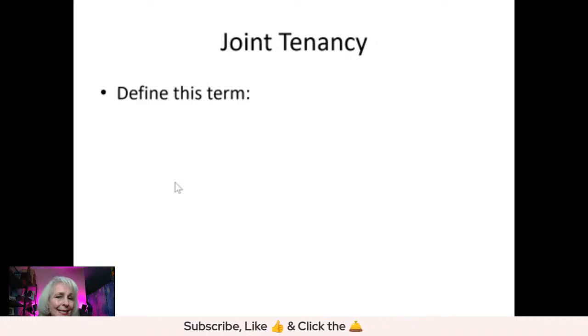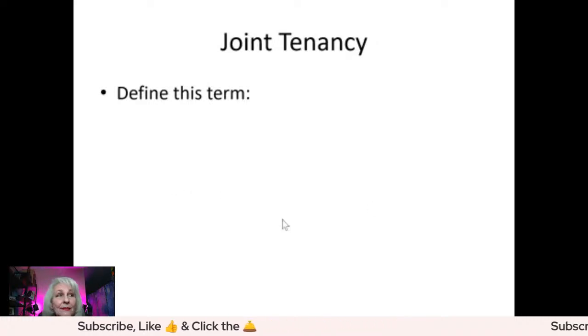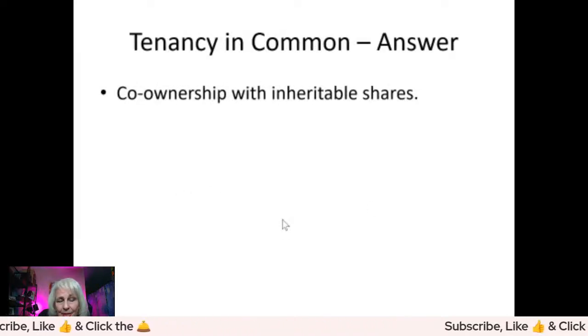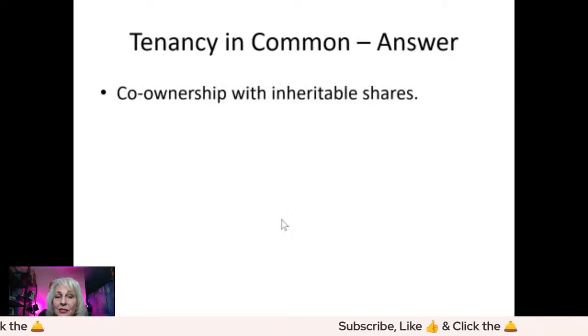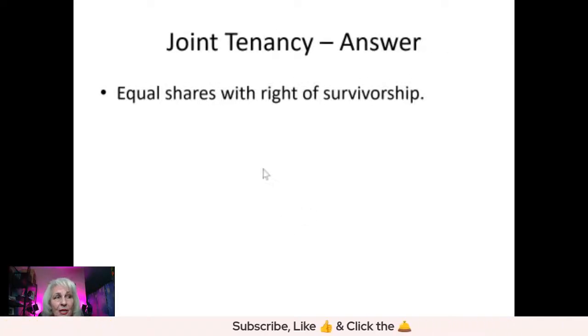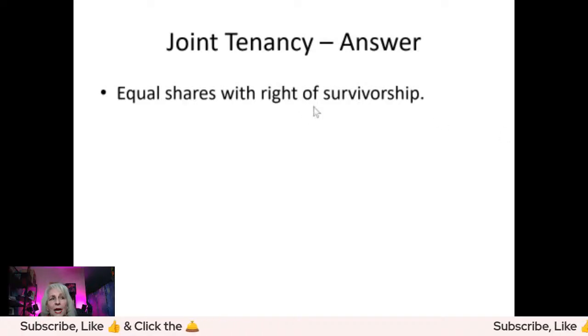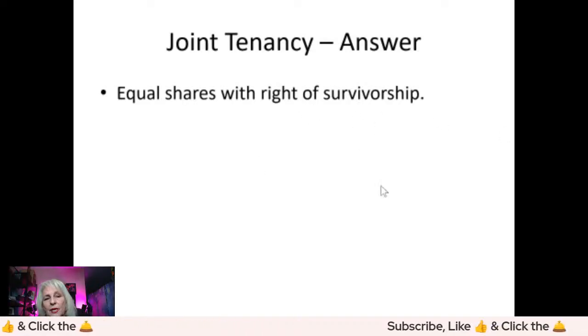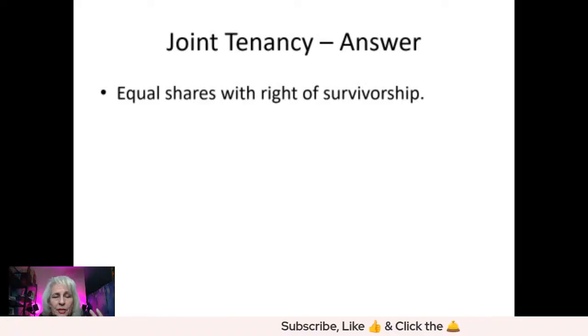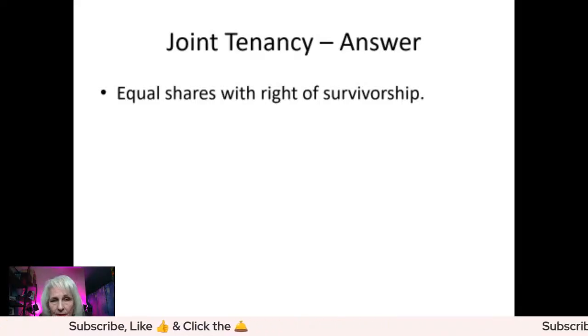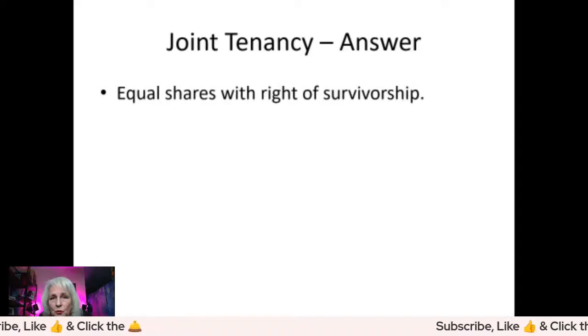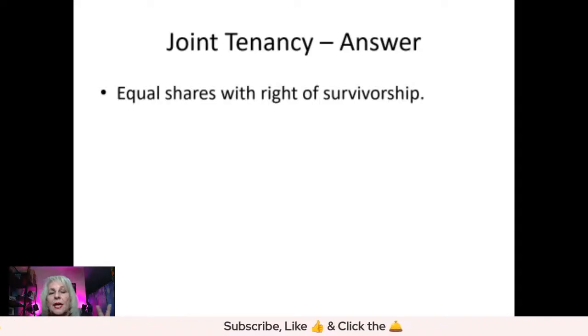Joint tenancy. This is kind of like tenancy in common. However, it has to meet other conditions. It is equal shares with right of survivorship. Let's say there are 4 owners. Each one has 25%. They closed and bought it at the same time. They have equal shares. They have right of survivorship.